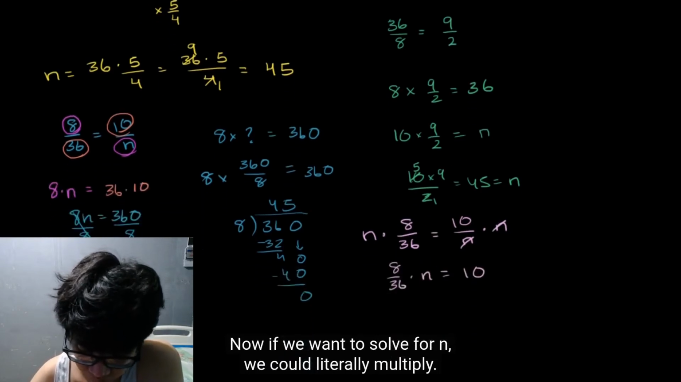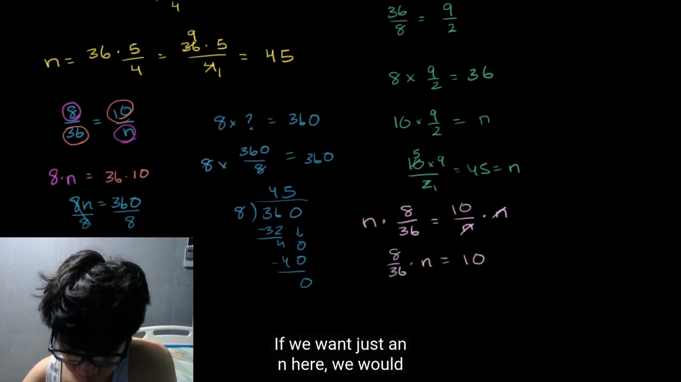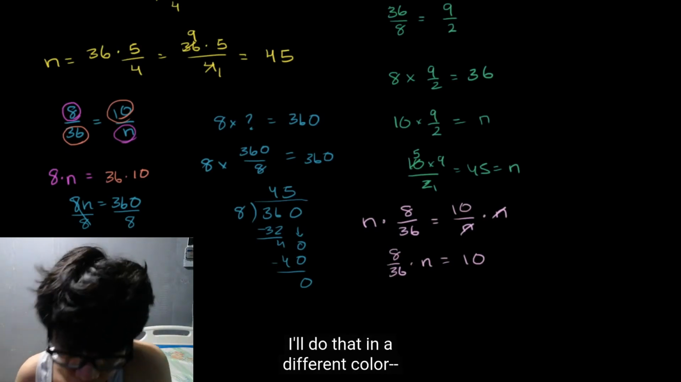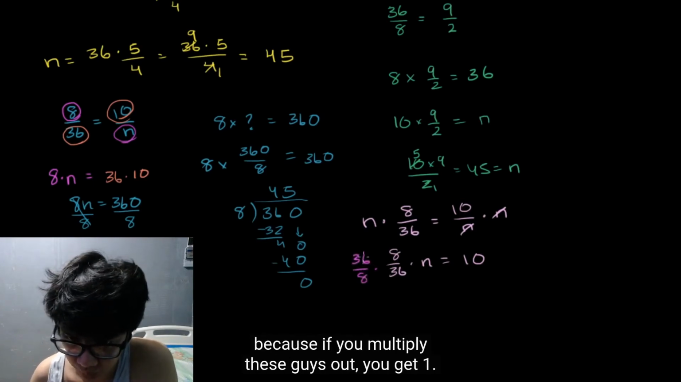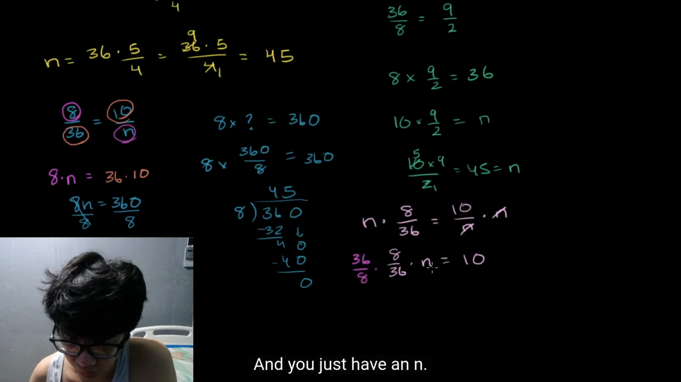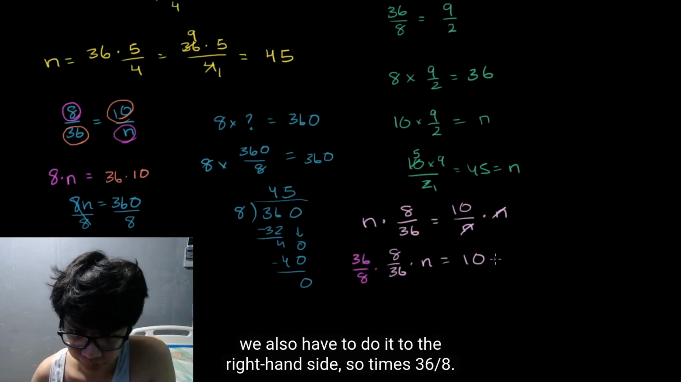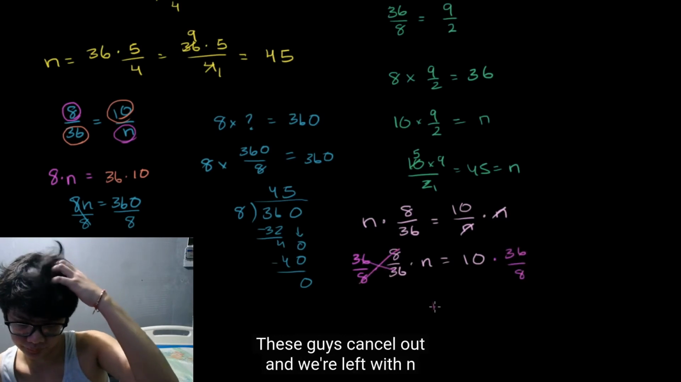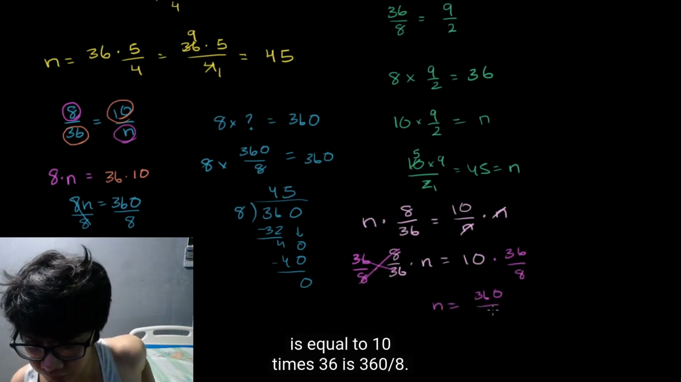Now, if we want to solve for n, we can literally multiply. If we want just an n here, we want to multiply this side times 36 over 8. Because if you multiply these guys out, you get 1, and you just have an n. Because we're doing it to the left-hand side, we also have to do it to the right-hand side. So times 36 over 8. These guys cancel out. And we're left with n is equal to 10 times 36, which is 360, over 8.